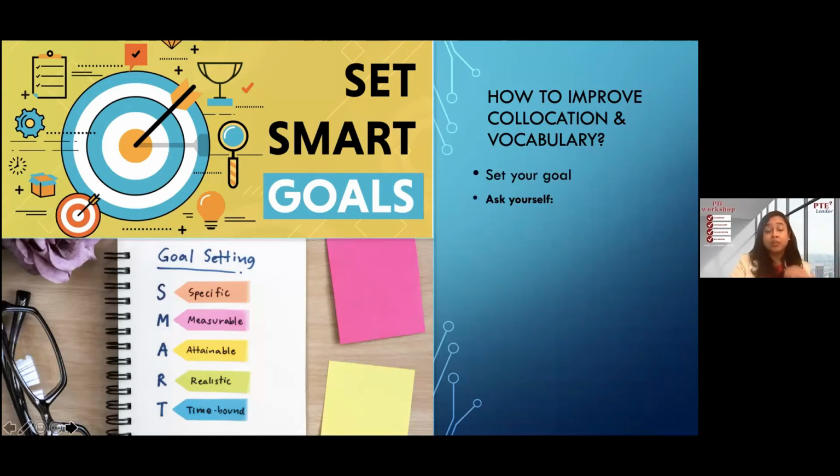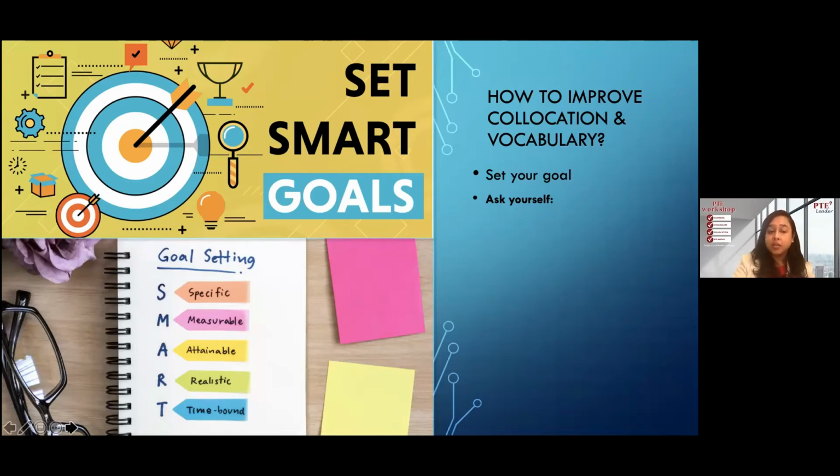Set your goal. Now this is important. When you are learning grammar, when you're improving collocation, when you're improving vocabulary, set a goal. Why am I doing this? Ask yourself first, what is my purpose of improving my English test? What is my purpose of improving my English in general? When you have a very specific goal or purpose for doing something, you will be highly motivated, highly focused on achieving your goal.